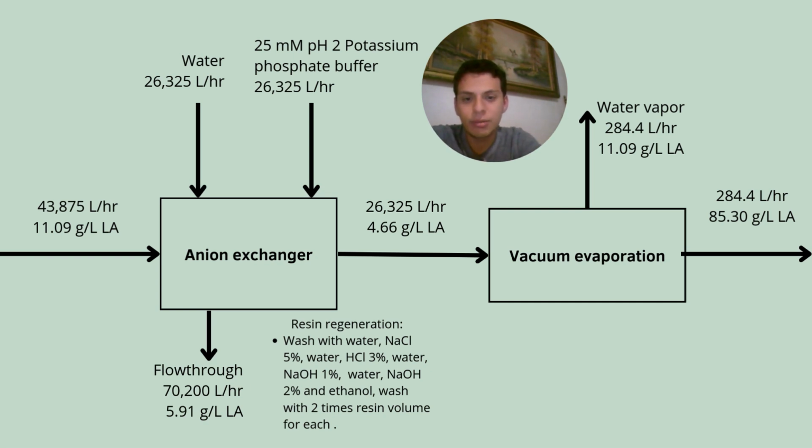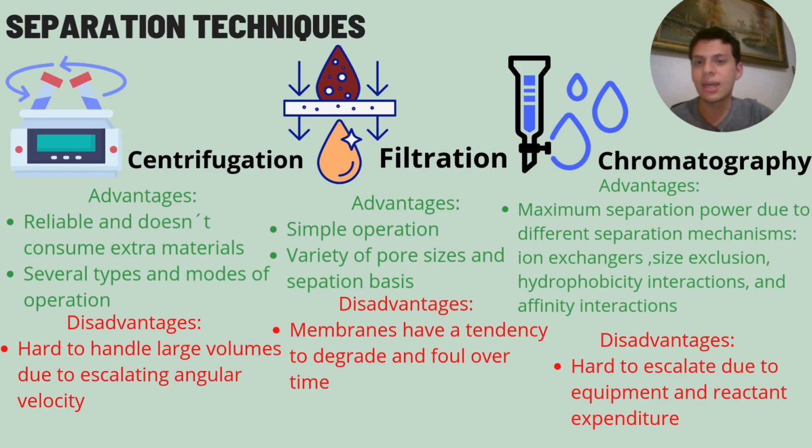However, this would be different in the actual process. Most of the lactic acid would get bound to the column and would get eluted afterwards. After the anion exchange, we picked vacuum evaporation to concentrate our bioproduct. Then we have separation techniques.